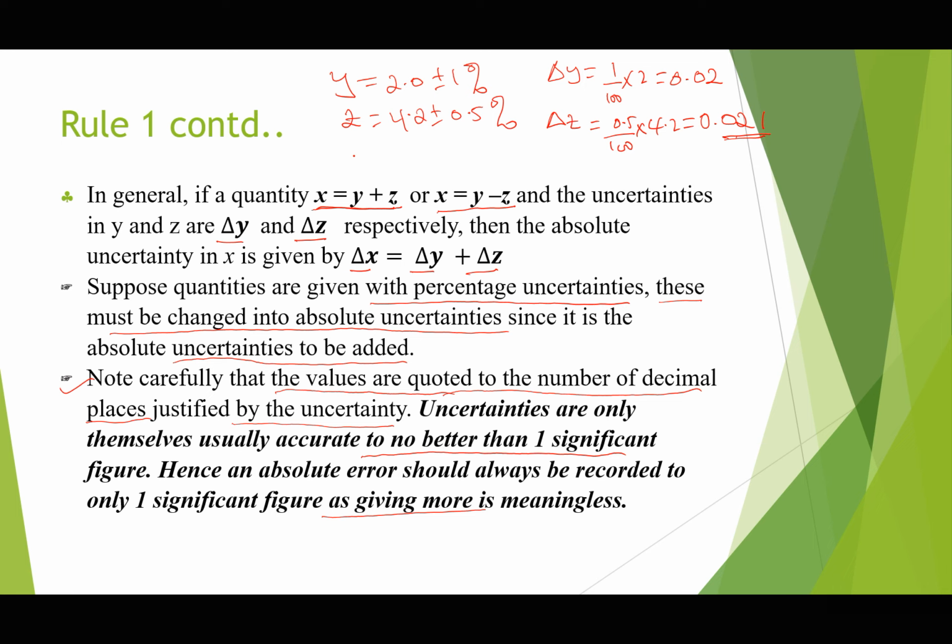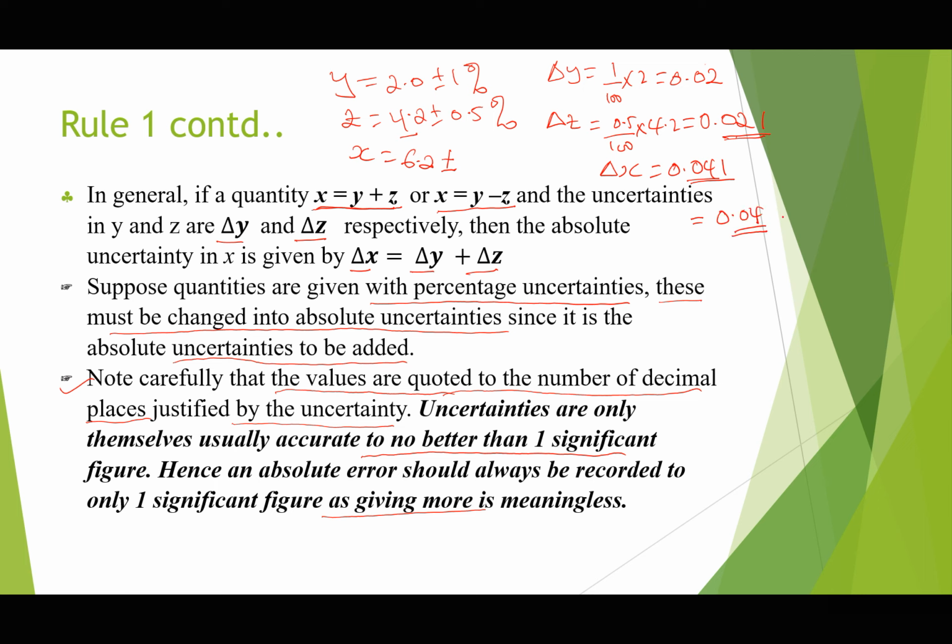So I will find x. Of course, x will be the sum of the true values. That will be 2.0 plus 4.2, which will be 6.2. Then the absolute uncertainty in x will be the sum of these two. When I try to find the absolute uncertainty in x, I sum these two. That will be 0.041. But the absolute uncertainty is good enough to one significant figure. So this will be equal to 0.04.